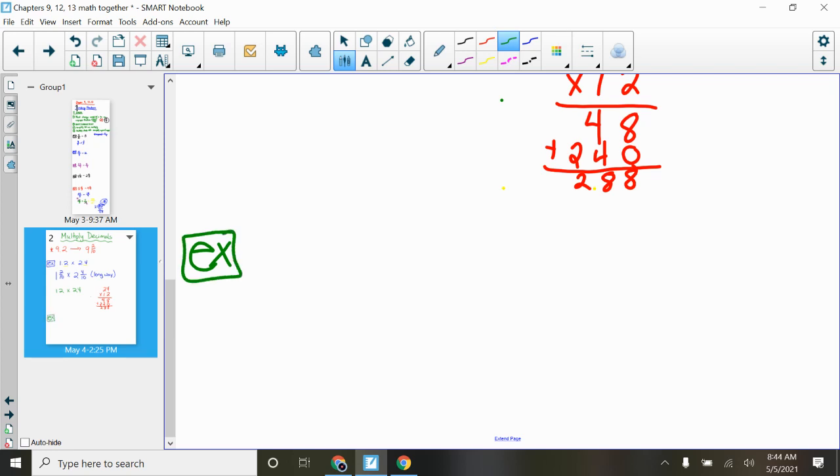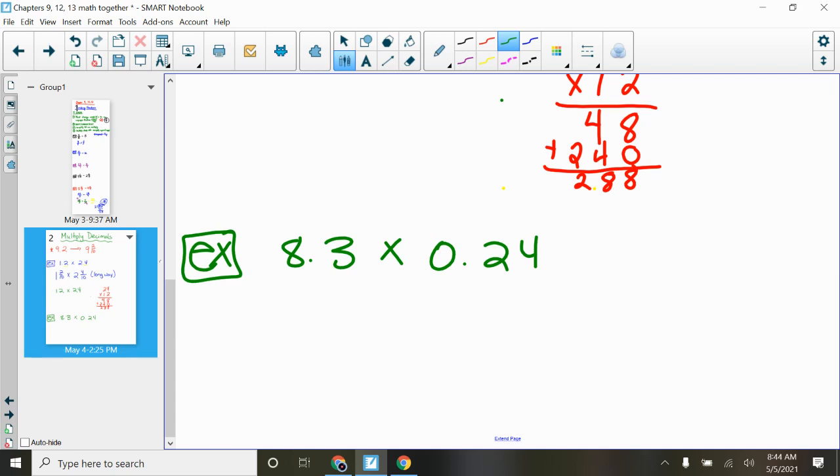So let's try this one. They're a little on the longer side. All right, let's do this one. 8.3 times 0.24. Okay. Now, I like that example because it has a 0 in there.